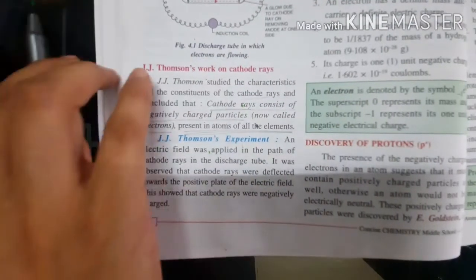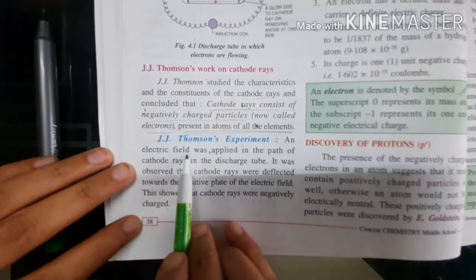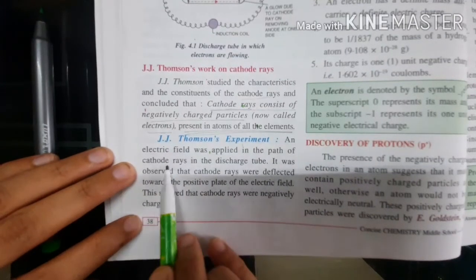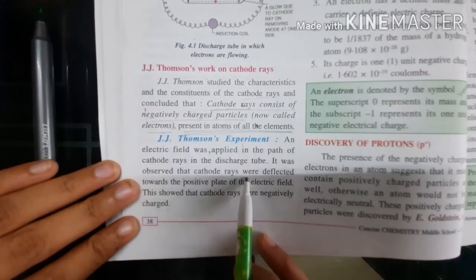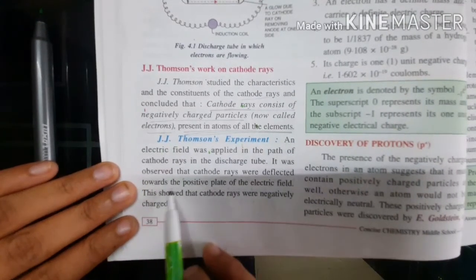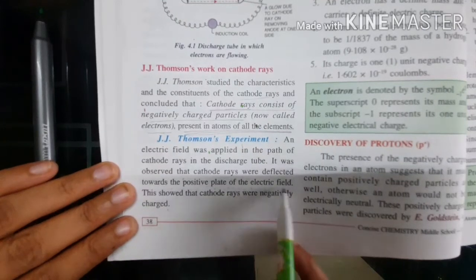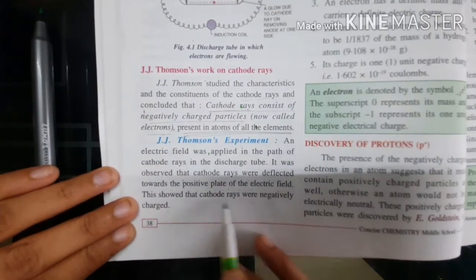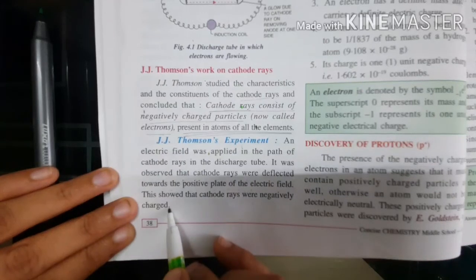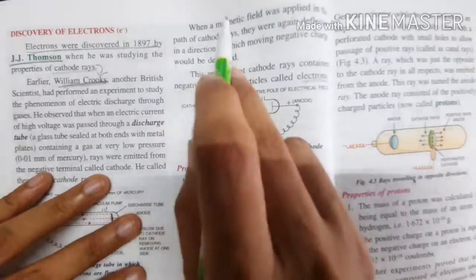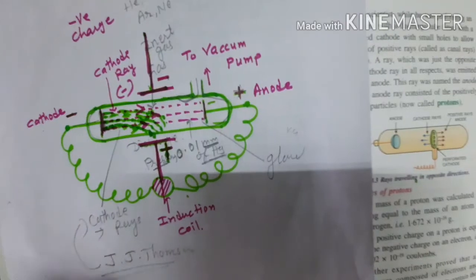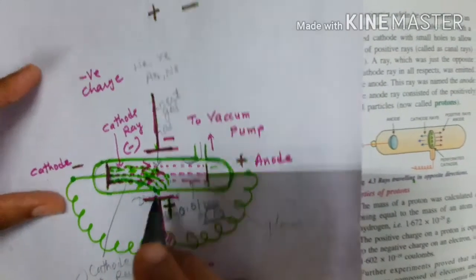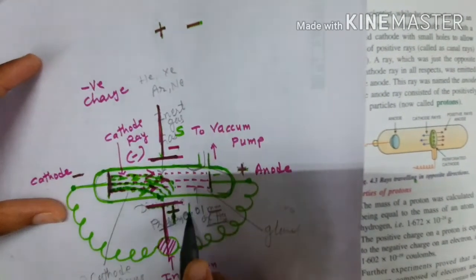So what he told here is that an electric field was applied in the path of the cathode ray in a discharge tube. It was observed that the cathode ray was deflected towards the positive plate of the electric field, and this showed that the cathode rays were negatively charged. Then a magnetic field was applied in the same way, which means a south pole and north pole instead of positive and negative.